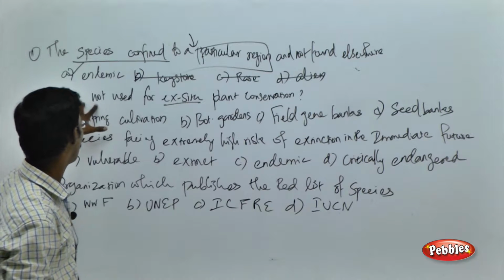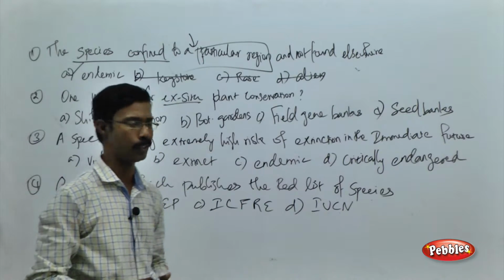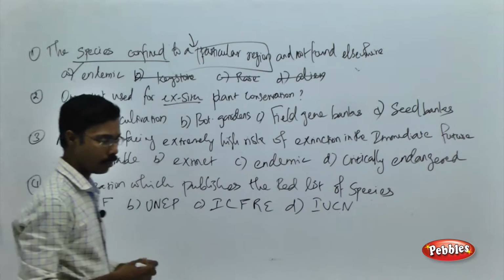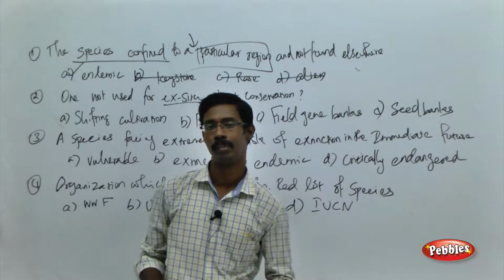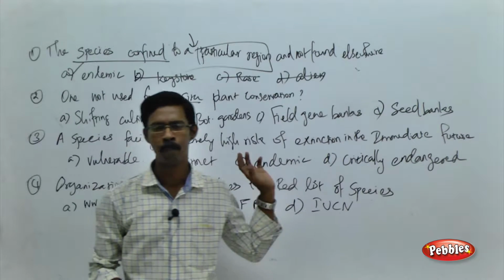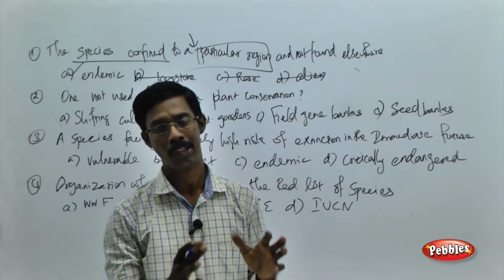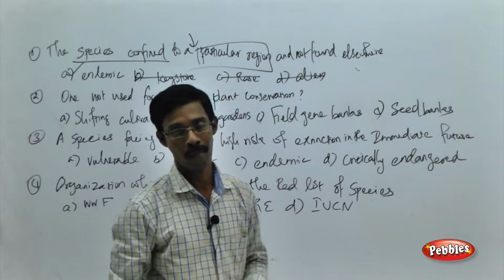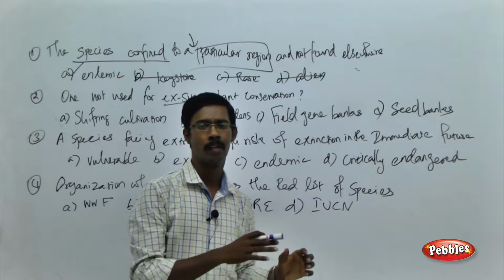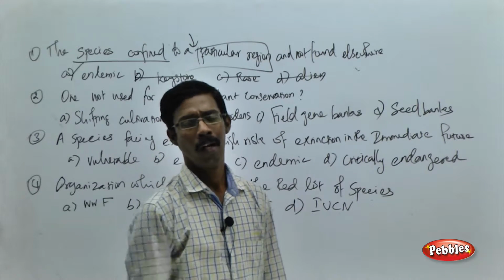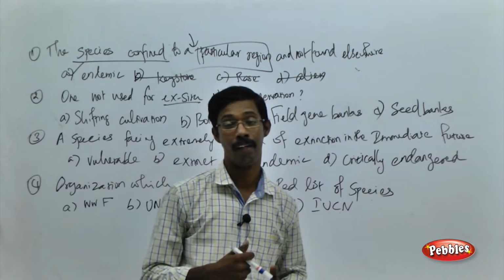Which among the following is not used for ex situ plant conservation? As I told you, while we are seeing the conservation of biodiversity, there are 2 major methods: in situ conservation and ex situ conservation. In situ conservation, as I told you, means maintaining the hotspots. We are going to maintain the plants or the animals in a natural environment. Ex situ conservation refers to moving the particular plants or animals from their location to another new environment. In that way, we are going to protect them from extinction.